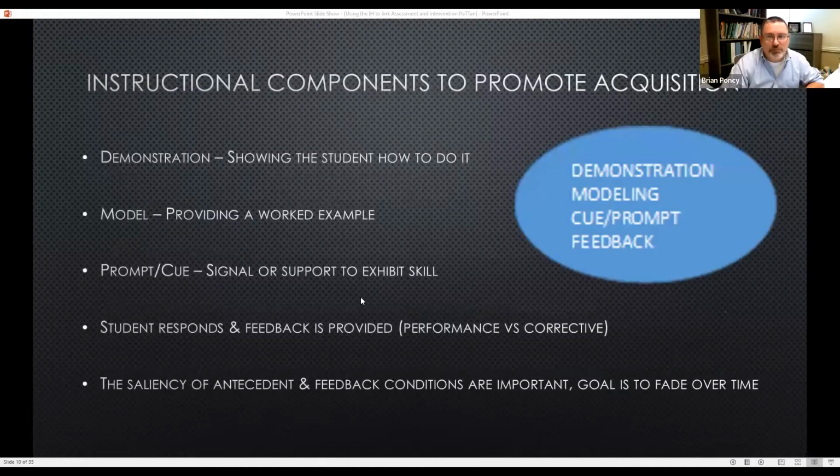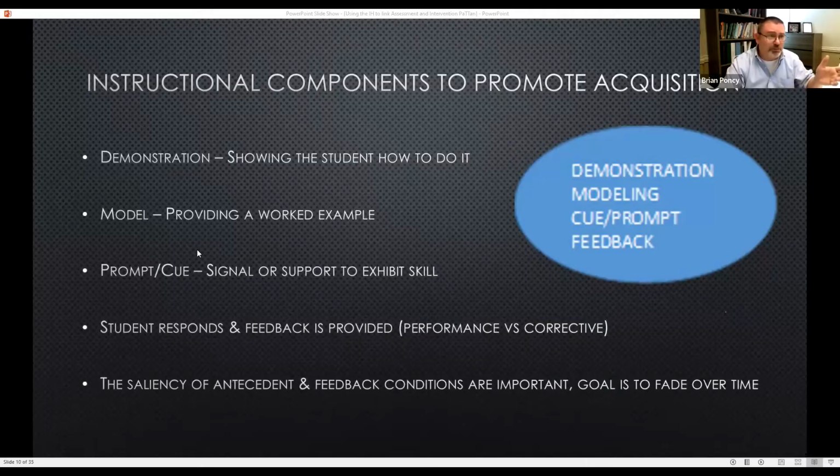So, instructional components to promote acquisition. We have 3 here: demonstration, modeling, and cueing. And those are the antecedents, and then feedback is the consequence. But demonstration, modeling, and cueing are not the same thing. If you remember what I talked about as far as fading saliency, the most salient is demonstration. You show the child how to do it, right? The next would be a model. So this is where you would provide a worked example that the child could look back at, okay?